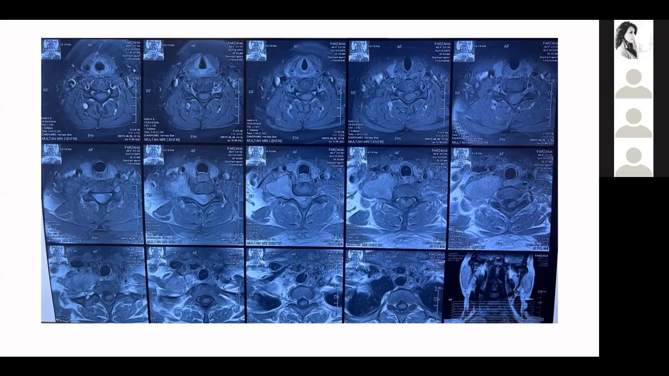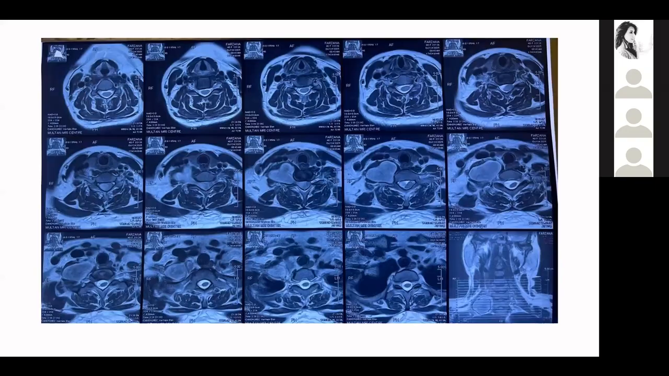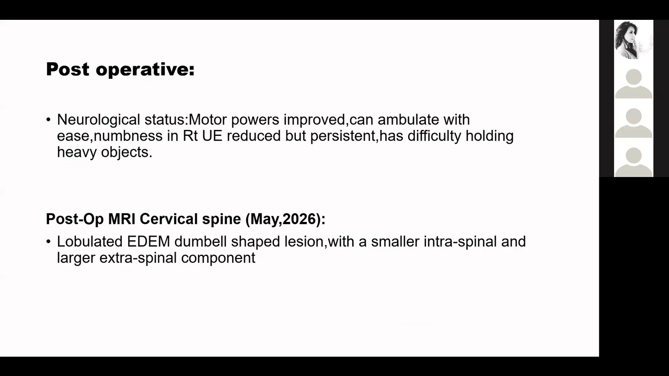Other than that, the rest of the areas are normal. Yes, we can also appreciate a disc ossified complex at C4, C5 level, which is causing mild thickening and indentation, but no significant canal or radicular compression. So at this level, the rest of the levels appear normal. Okay. Over to you.